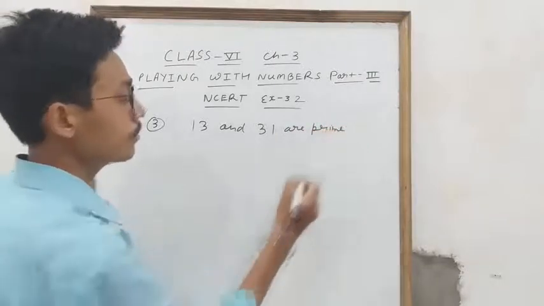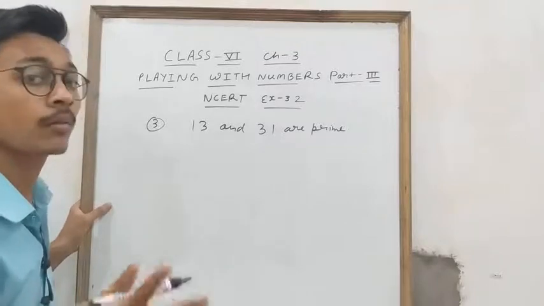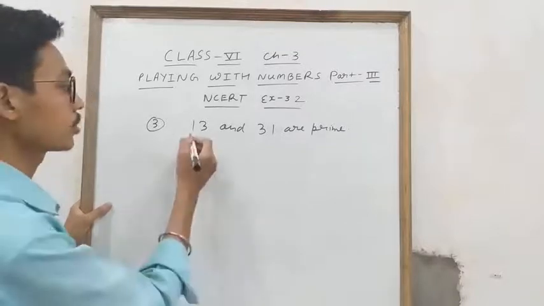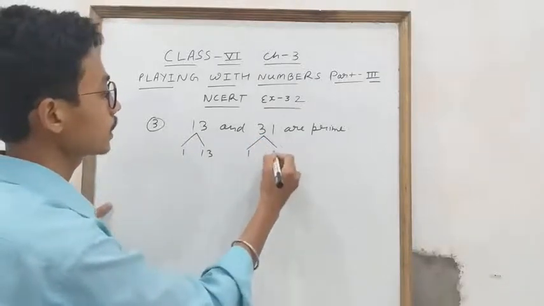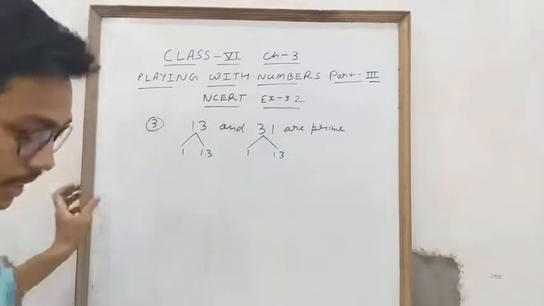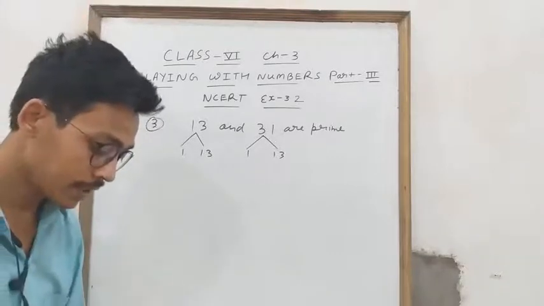Everyone know how to prime? Prime means they have only one common factor, I mean two common factors, 1 and the number itself. So 13: 1 and 13. 31 also, students: 1 and 31. Is that clear everyone?